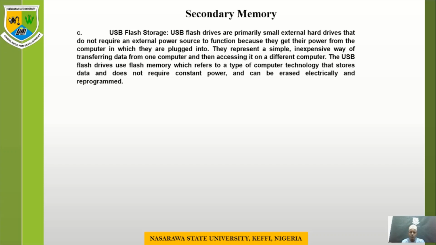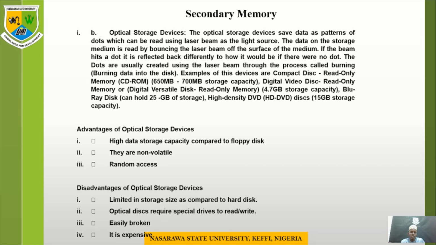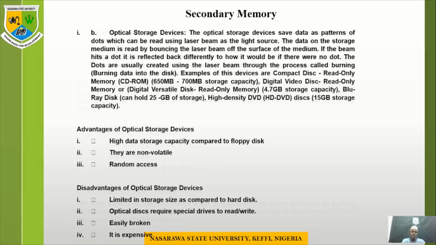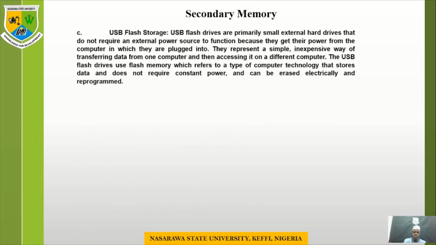USB flash drives use flash memory, which refers to the type of computer technology that stores data, does not require constant power, and can be erased electrically and reprogrammed. You can erase the content of your USB flash drive. You can reprogram it, that is, you can format it and reset it in whatever way. So these are the secondary storage devices: the magnetic storage devices, optical storage devices, and the USB flash drive. These are the three types of secondary storage device.